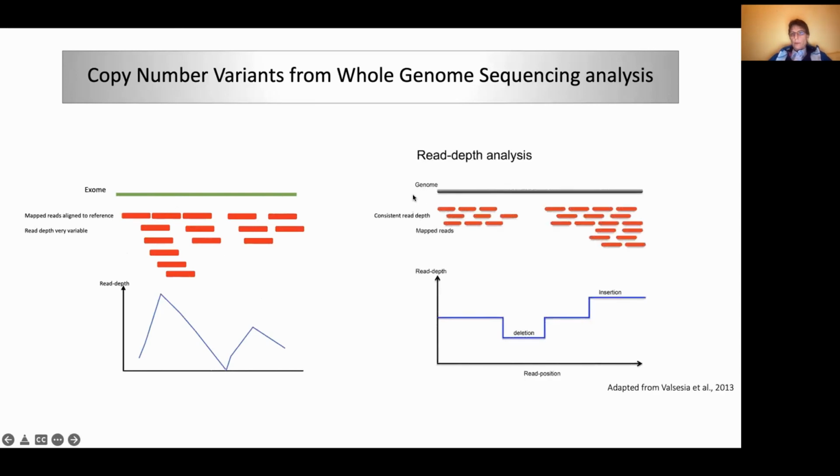In contrast, if you look at genome sequencing, as I mentioned, with about 20 times coverage, if you suddenly get a region where there's very little, half or even nothing, you can suppose that there might be a deletion and look at that position in more detail. And equally, if you get double the coverage that you're expecting, then you may infer that there's a duplication. And again, look at that in more detail. So this is just one of the ways in which copy number variants can be identified from whole genome analysis.